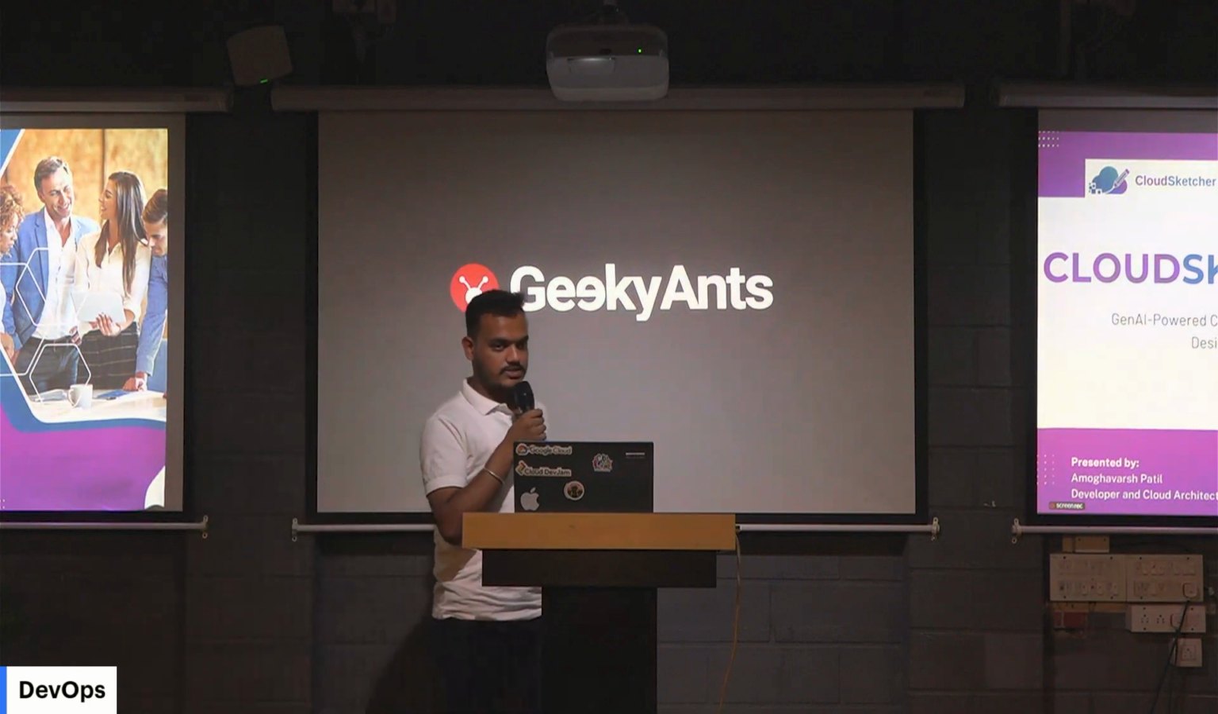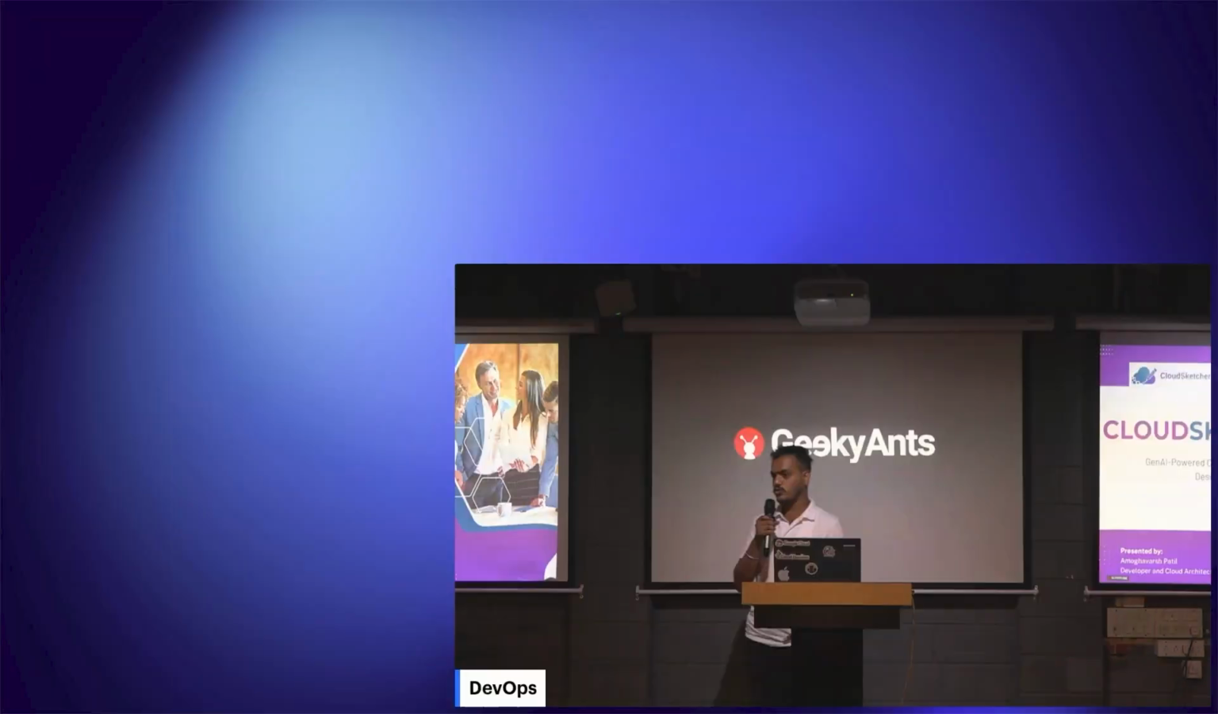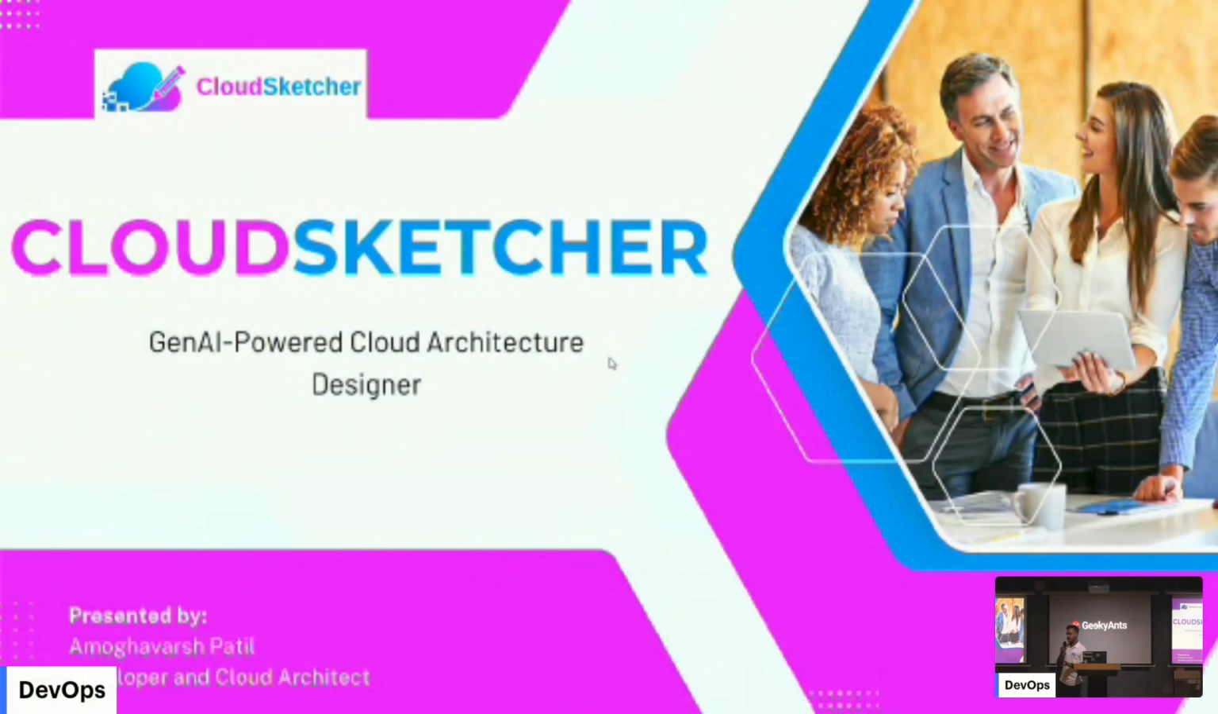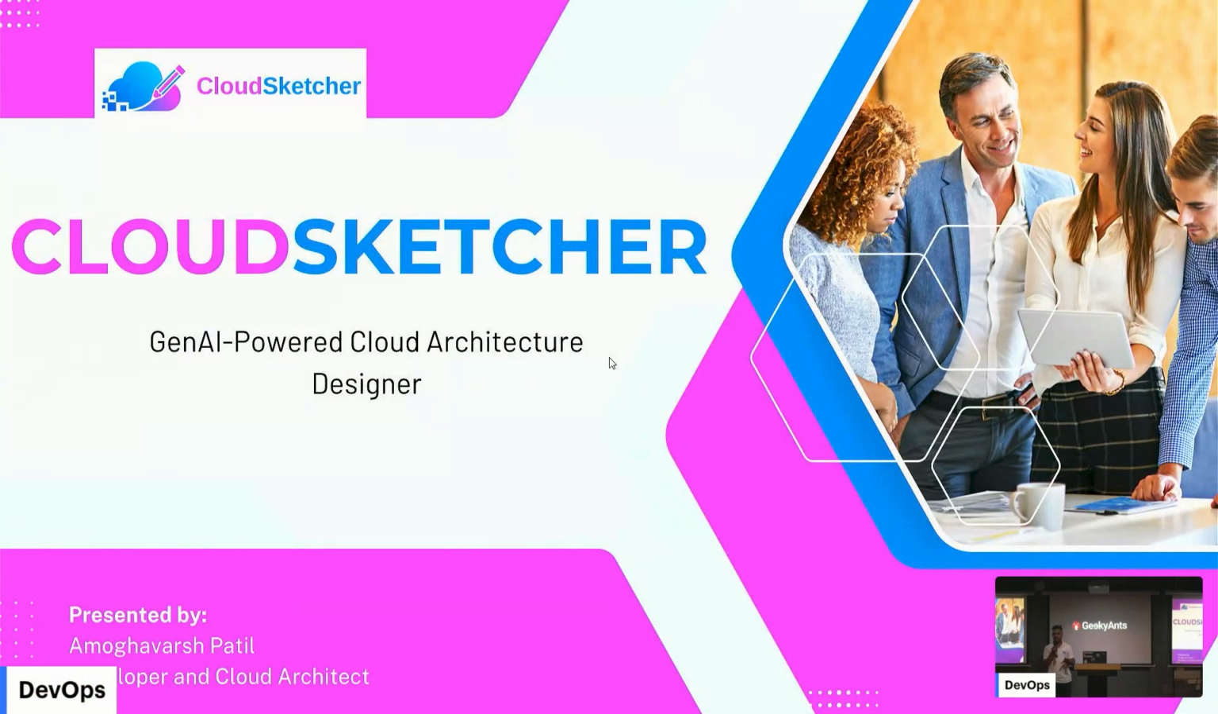So Cloud Sketcher is the first Gen AI based tool where you can design architecture and document the architecture, and also you can generate Terraform code based on a resource based approach or model based approach. This kind of feature, right now, there are no tools available in the market.